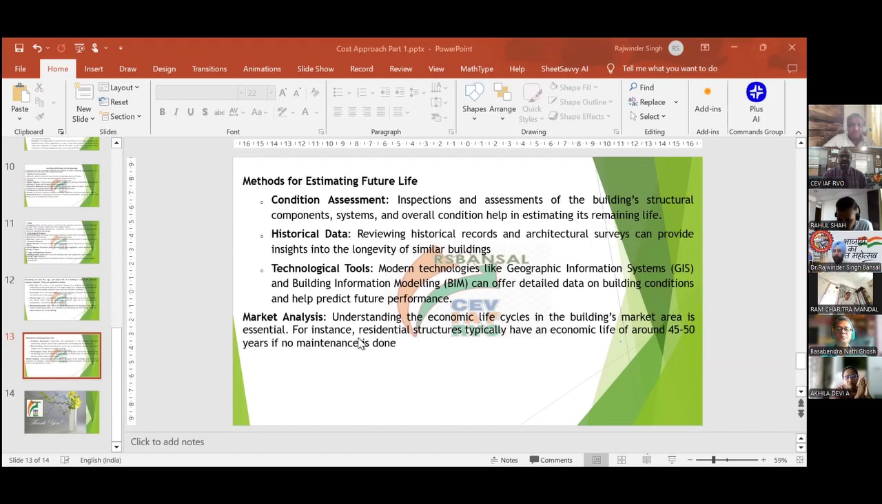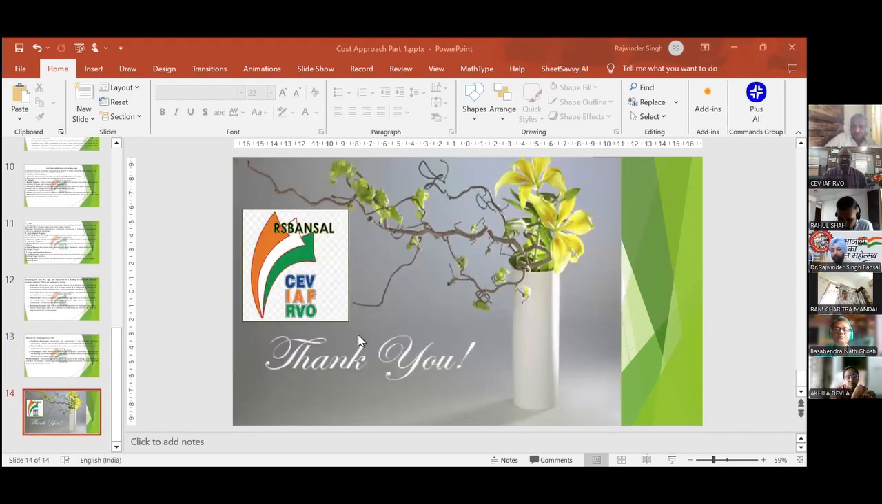And another method is market analysis. From the market, you can understand the economic life cycle of buildings. For instance, residential structures have an economic life of around 40 to 50 years if no maintenance is done. So in this way, you can calculate the future life of the building.